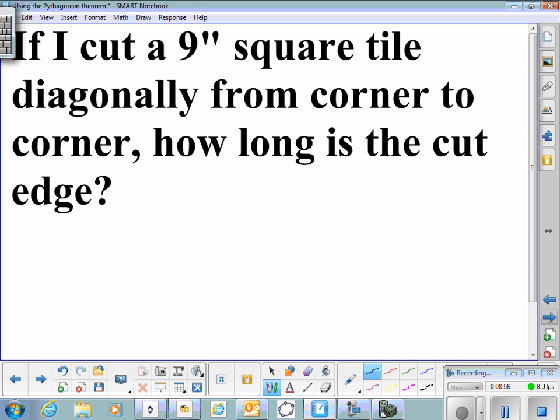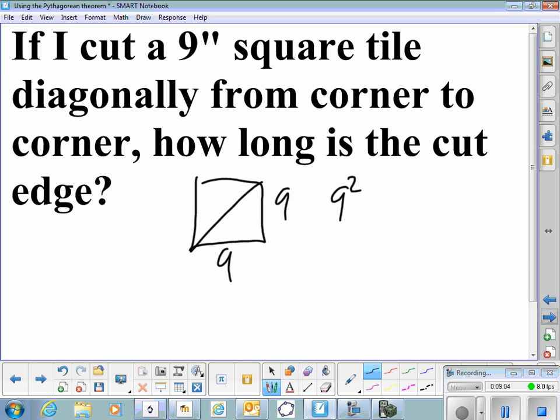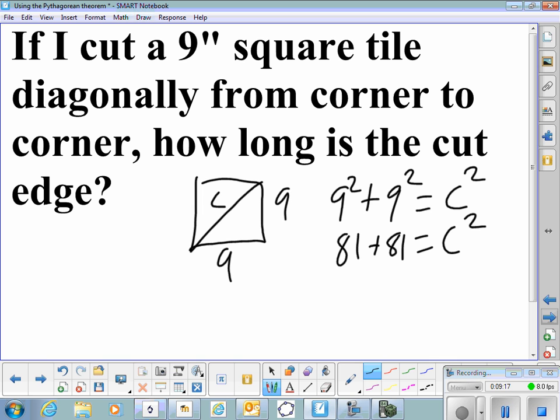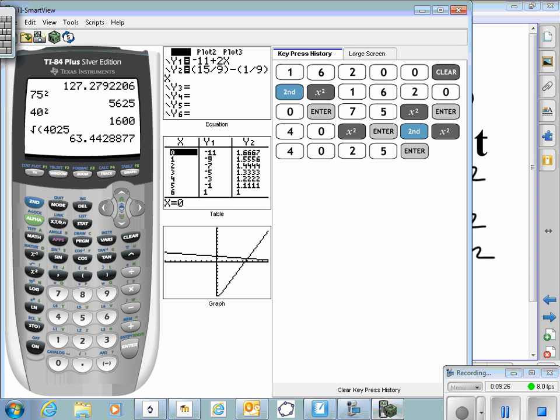How about a tile? Just a square tile like that. You want to cut it diagonally. We have a 9 inches by 9 inches, so we know that 9 squared plus 9 squared equals, should we call it C squared? So we have 81 plus 81 equals C squared. That's 162 equals C squared. We'll grab our calculator and we'll find the square root of 162.